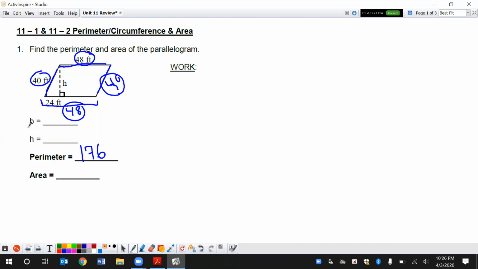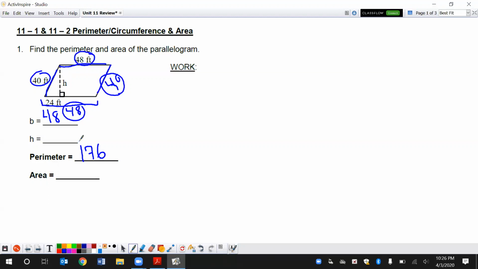B right here stands for base. So base can be the bottom part of your shape, which is 48. So right here, my base, 48. H stands for height. That is this dotted line right here. That's the height. It has to be straight from the bottom to the top. I am missing the height, so I have to solve for the height.